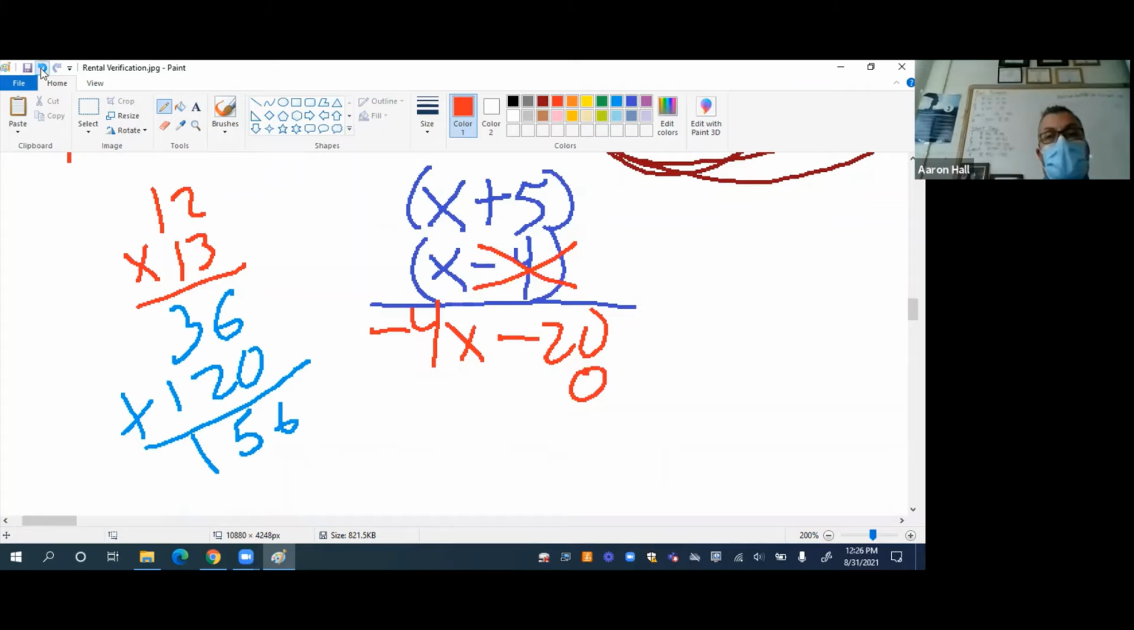Now we distribute the x. We're going to distribute here. What do we get? 5x. Okay, 5x. We're going to distribute here. X squared. So x squared.